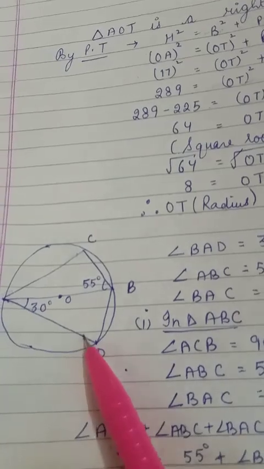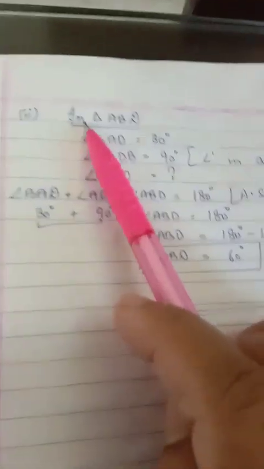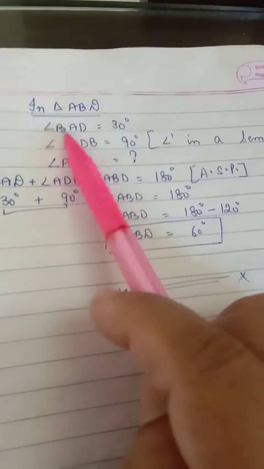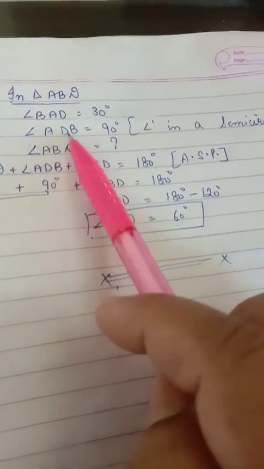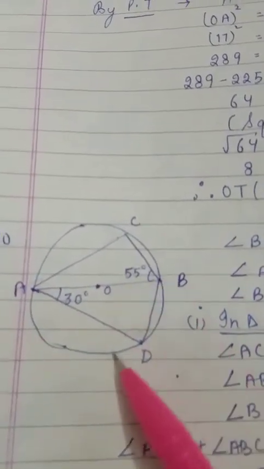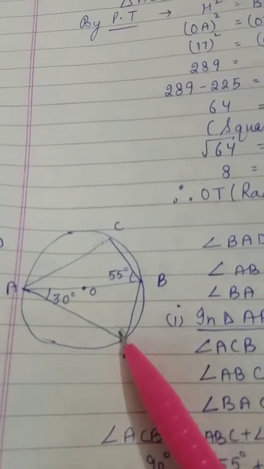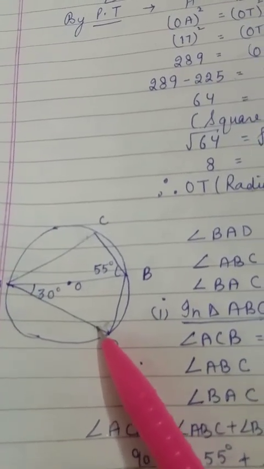Now for the second part, we'll take the same figure, but now it's the lower semicircle, and this is the angle we have to find out. In triangle ABD, angle BAD is 30 degrees and angle ADB is equal to 90 degrees. Why is it 90 degrees? Because again, it's the angle in the semicircle, and as per the property of a semicircle, it's always a right angle.